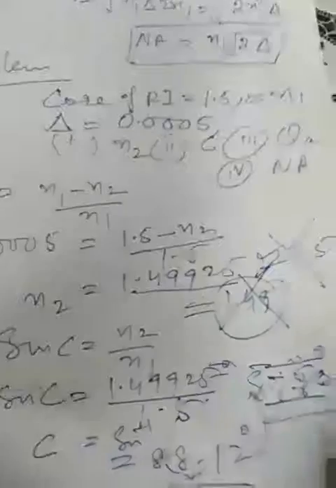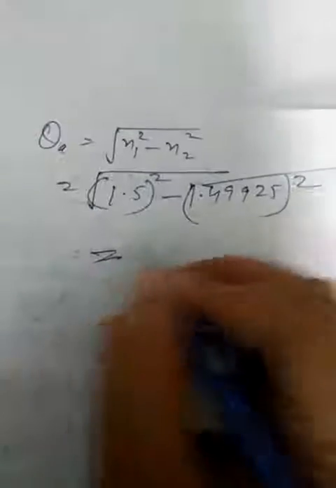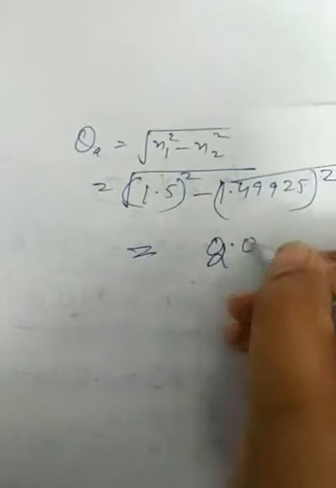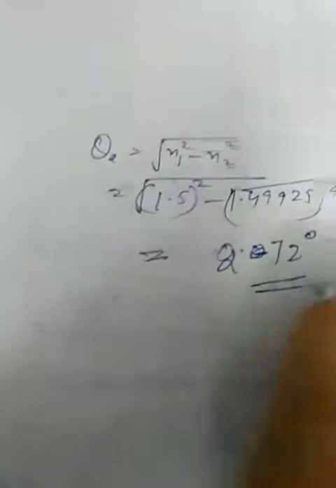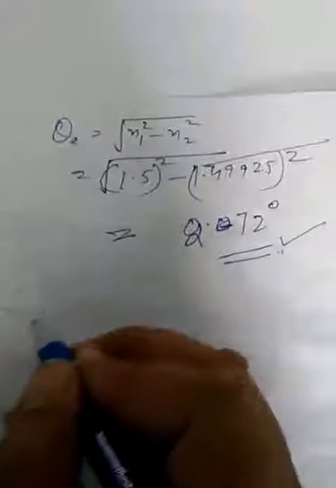And then we have to find out the next part, that is the acceptance angle. Acceptance angle can be found out, that is equal to under root of n1 square minus n2 square. Now what to do with the values? 1.5 whole square minus 1.49925 whole square. So again the proper value of squares has to be taken care of, and then you will find the value to be approximately 2.72 degree. And this value should again be matchable, because this is the angle at which the light is accepted into the fiber.